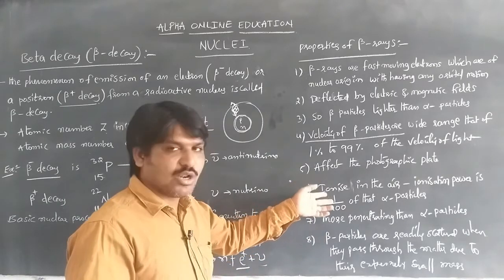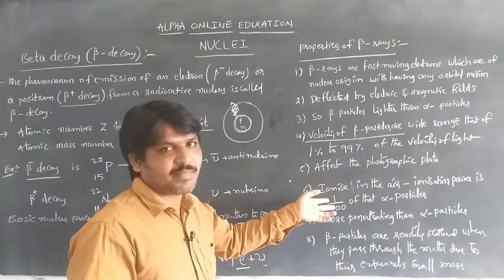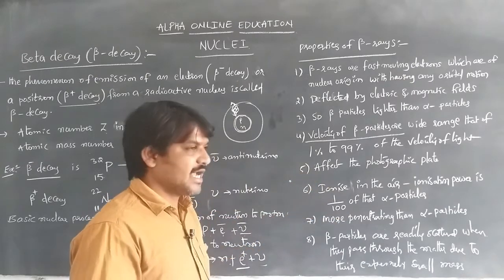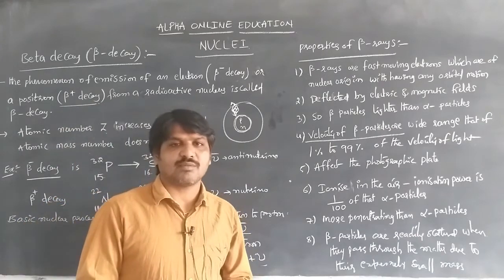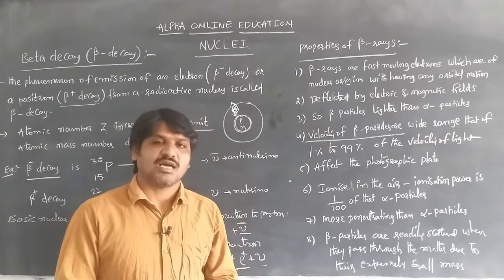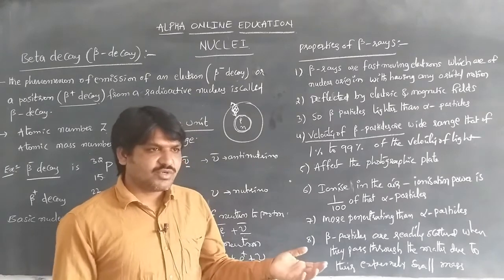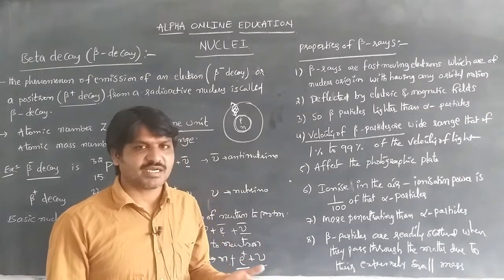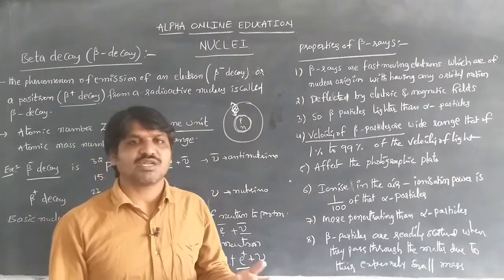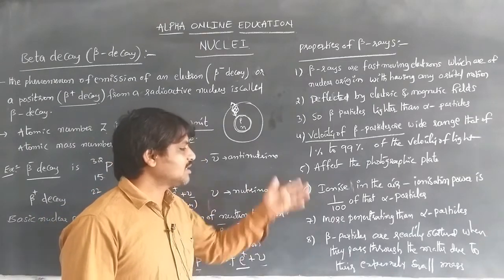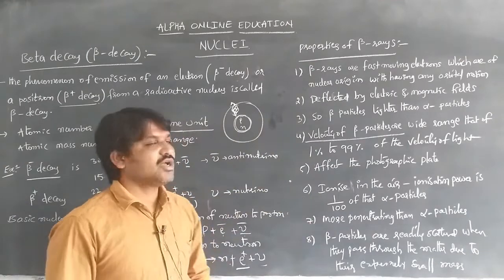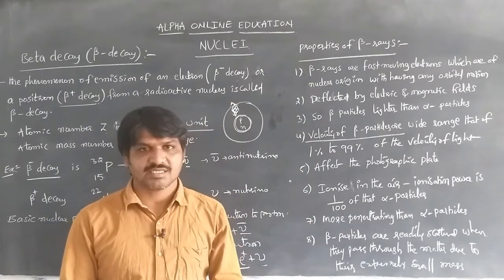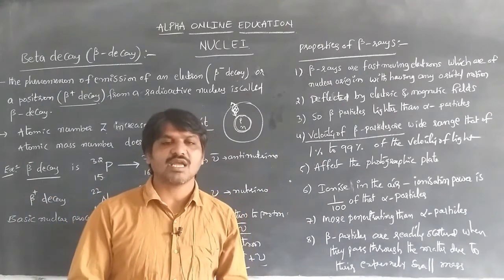Ionizing power is low, about 1/100 of that of alpha particles, and due to this low ionizing power they can penetrate through matter more than alpha particles. Due to their small mass, they are readily scattered. They also affect photographic plates. These are the properties of beta rays, and this is about beta negative and beta positive decay.